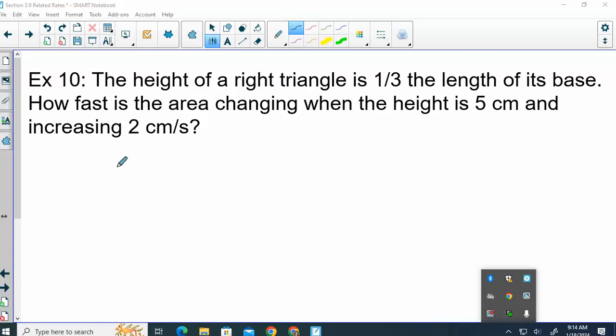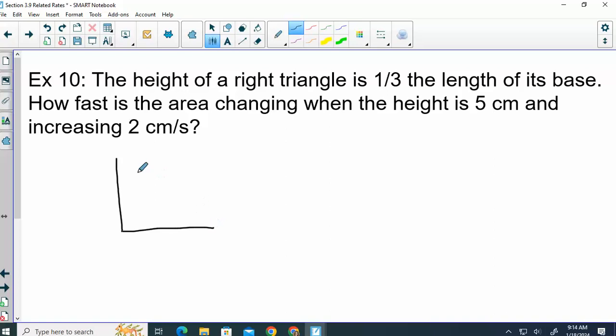So we know we have a right triangle, so that's our picture. And it tells us the height is 1/3 the length of the base. So options, we don't really know yet. This is the height, this is the base. If the height is 1/3 the length of the base, we could call it 1/3 times the base. But let's see if that's what we need to do.